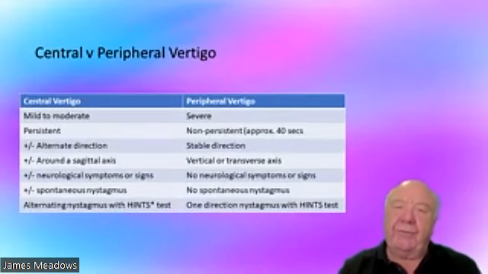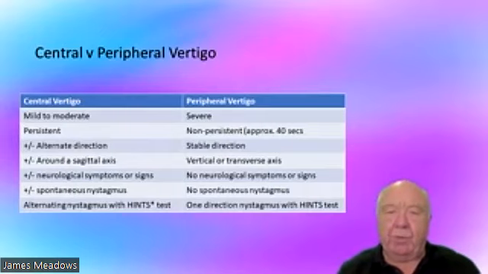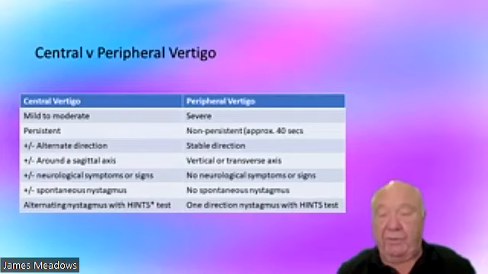Okay. So central versus peripheral vertigo, type 1 dizziness. As I say, if this is oscillopsia, I wouldn't mess with this much at all. Just find somebody who can help you out with it. But if it's vertigo, central vertigo tends to be mild to moderate, whereas peripheral vertigo is almost always severe. And basically, you're either going to sit down or you're going to fall down.